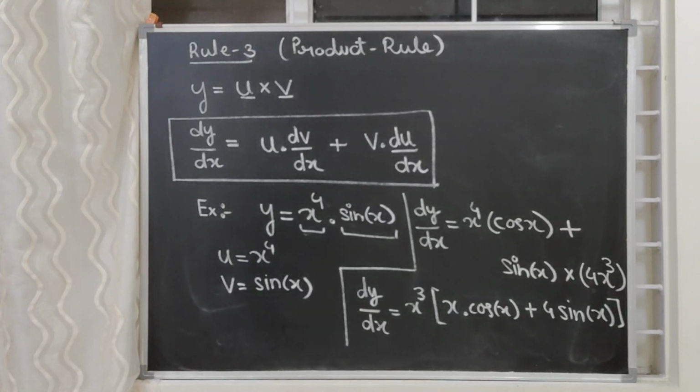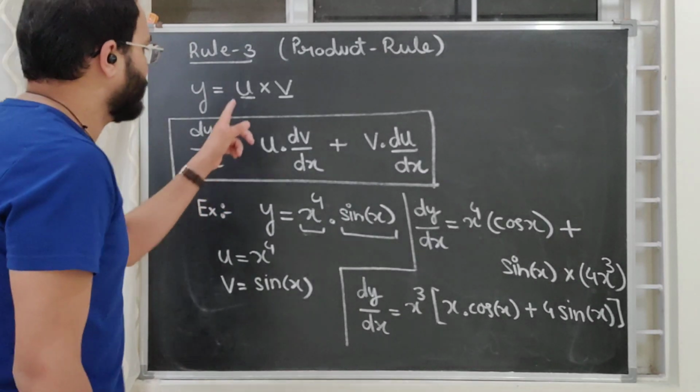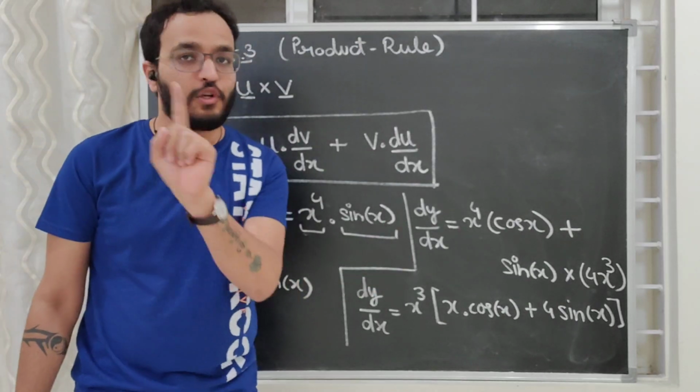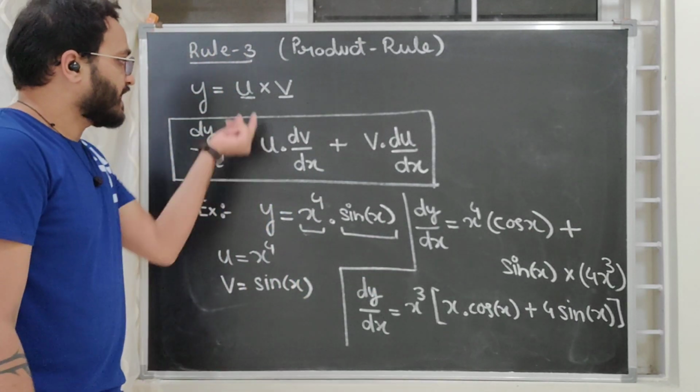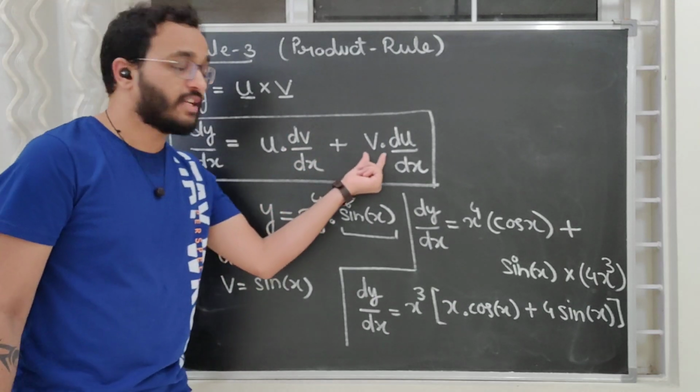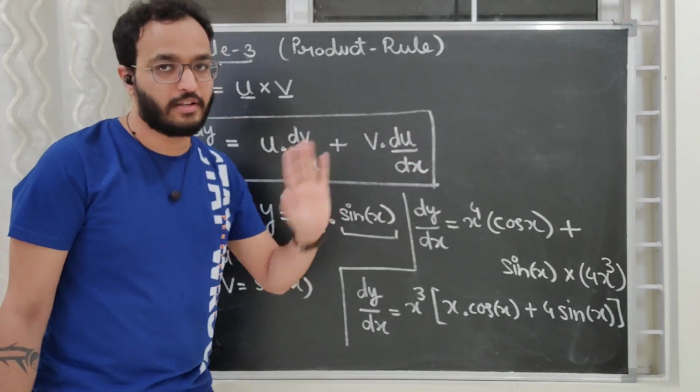I hope it is clear to all of you. This is a very simple, very simple process. First, what you do, you take a function u and a function v. You have to identify first of all u and v. Okay, then keep u as a constant and differentiate the value of v. Then keep v as constant and differentiate u, right?